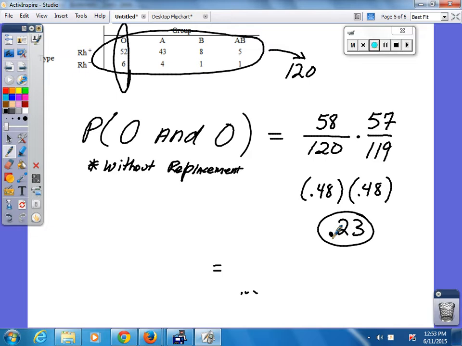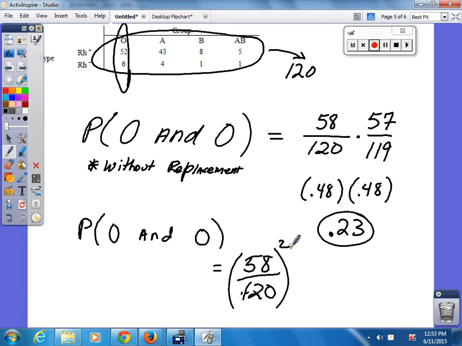All I need you to worry about is if you can get the answer, okay? If we were in a theoretical statistics class, then we would talk about it. You asked if it was with replacement, it would be the same answer. With replacement, I was going to show you. Probability of 0 and, not 0, O. And that's going to be 58 over 120 raised to the second power. Now do that in your head. Do that in your calculator.